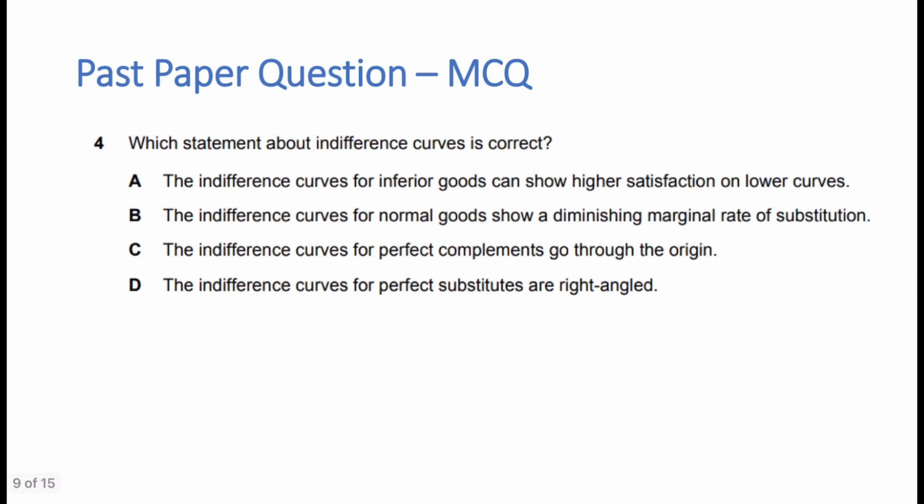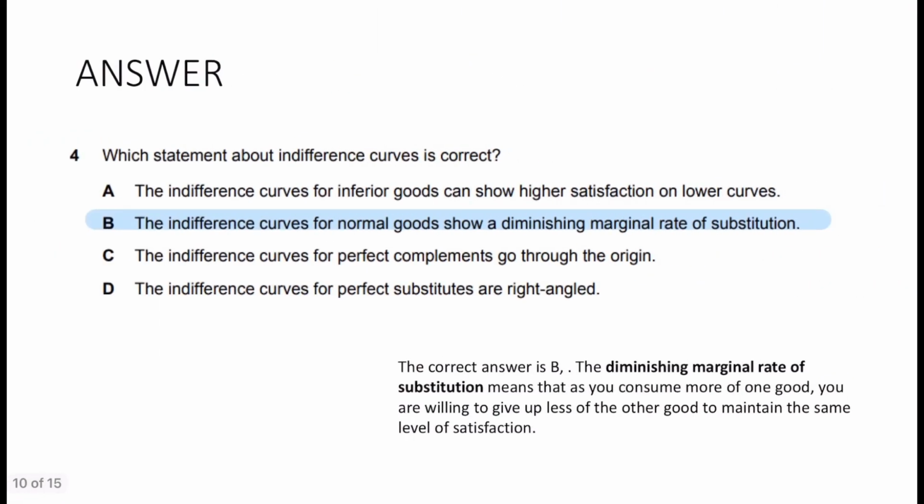The correct answer is B. The indifference curves for normal goods show a diminishing marginal rate of substitution. The diminishing marginal rate of substitution means that as you consume more of one good, you are willing to give up less of the other good to maintain the same level of satisfaction.